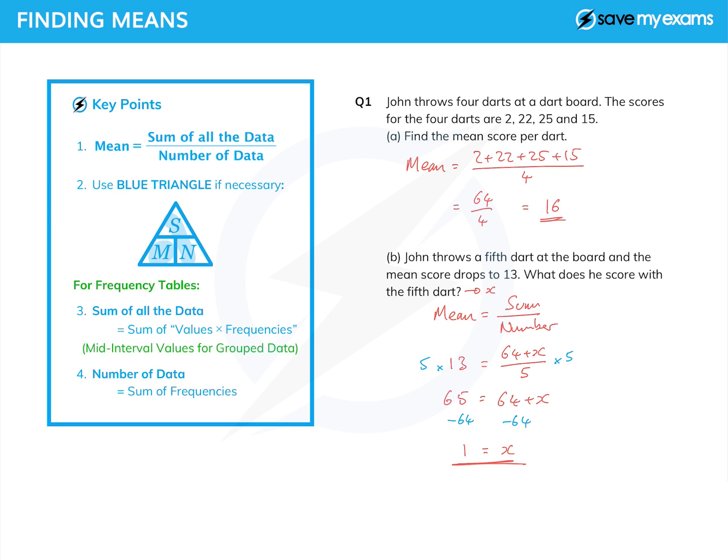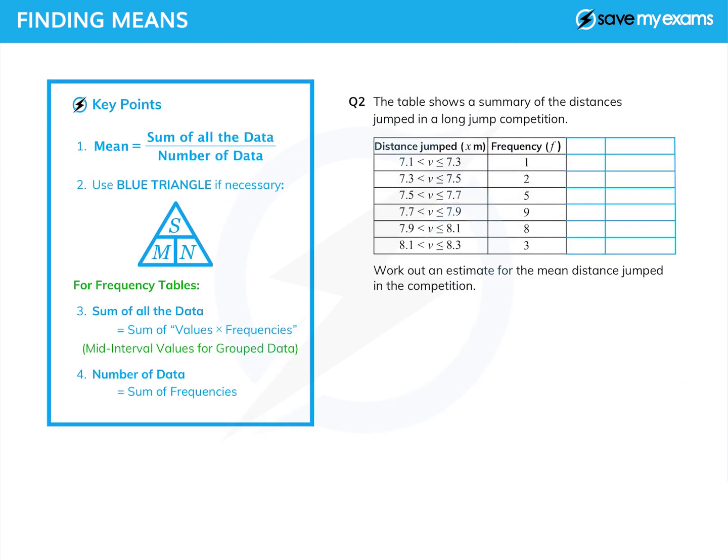Okay, so that's simple means and stuff. Let's move on to a frequency table. Now, when we're doing a frequency table, the mean is still the sum of all the data divided by the number of bits of data, but we have to work a little bit harder to find those two things. The sum of all the data is in fact the values times the frequencies. And if we've got a grouped data table, actually as we have in question 2 here, look, we have grouped data, then we use the mid-interval values instead of the values and multiply by the frequencies. And the number of bits of data is the sum of all the frequencies. So we're going to add up all of these numbers here. Okay, so let's do that.